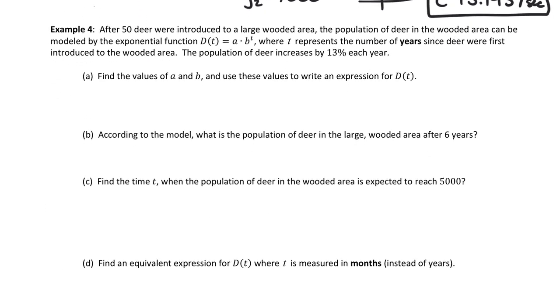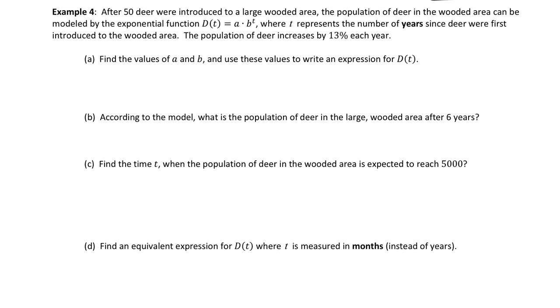It says after 50 deer were introduced to a large wooded area, the population of deer in the wooded area can be modeled by the exponential function d of t equal to a times b to the t, where t represents the number of years since deer were first introduced into the wooded area. I bolded that on purpose. It'll come back later. The population of deer increases by 13% each year. Step 1: we're going to find the values of A and B and use the values to write an expression for d of t.